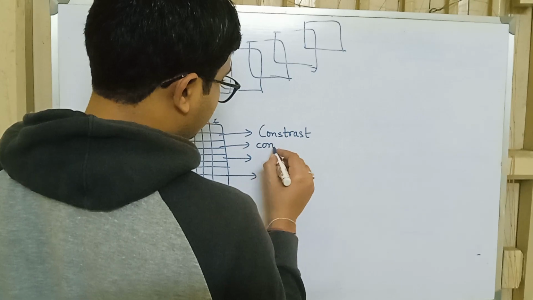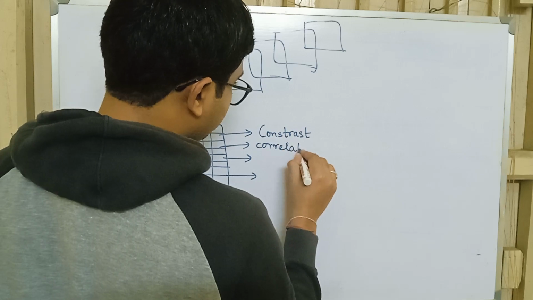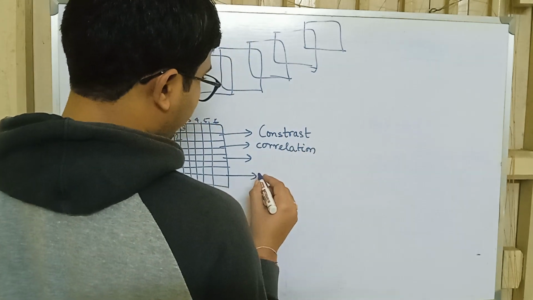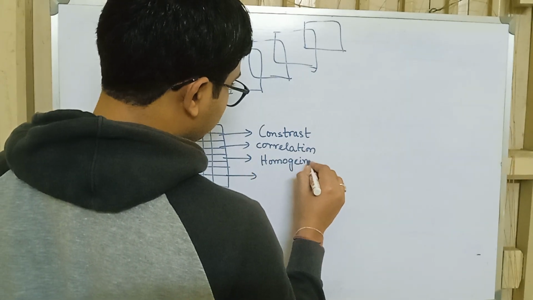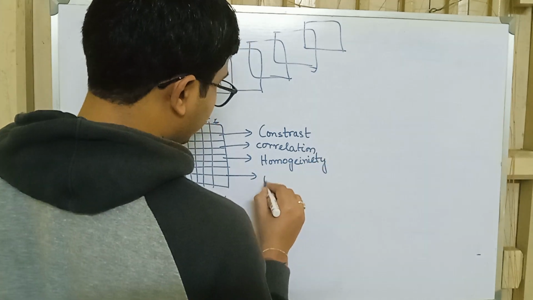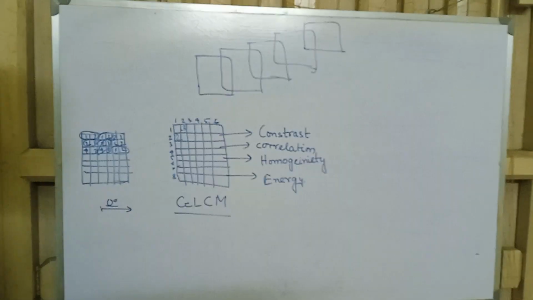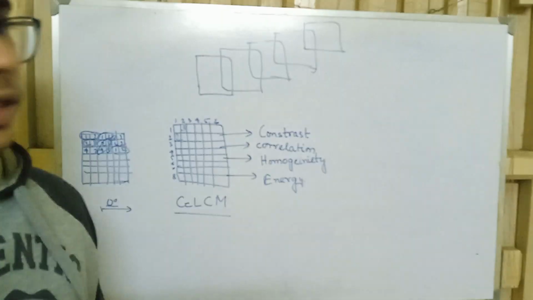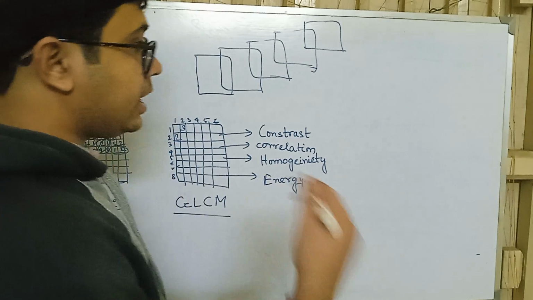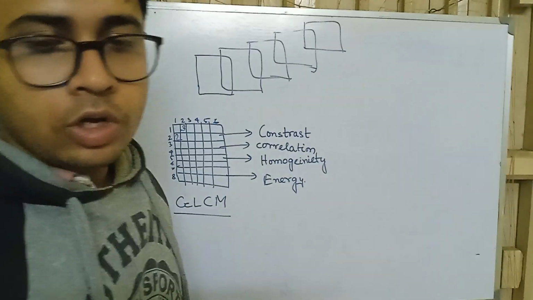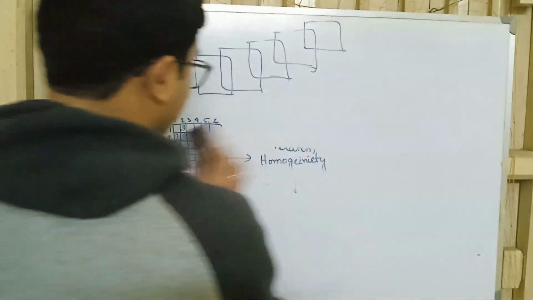Contrast, correlation, homogeneity. These four features we will extract. After that, what we will do? After that, we train a model, and the machine learning portion comes. So I will discuss some machine learning basics beforehand. After that, you will understand fully what I am going to say.